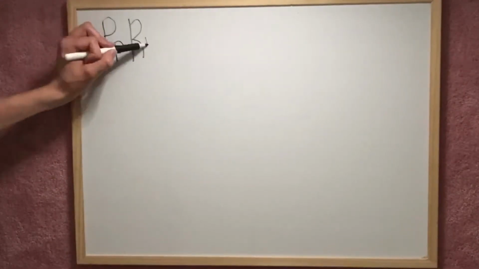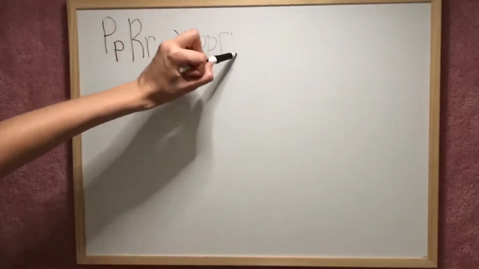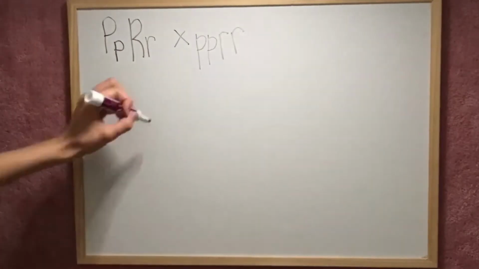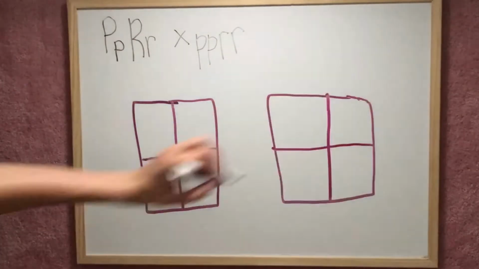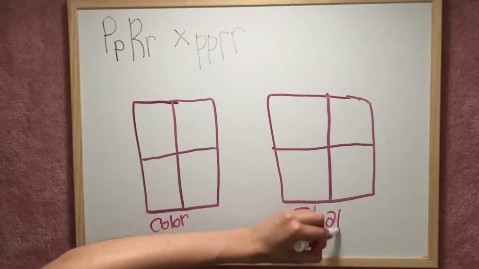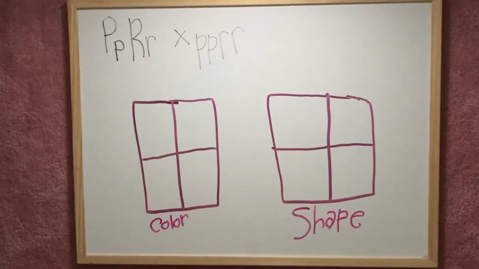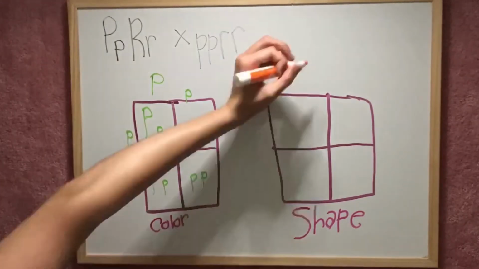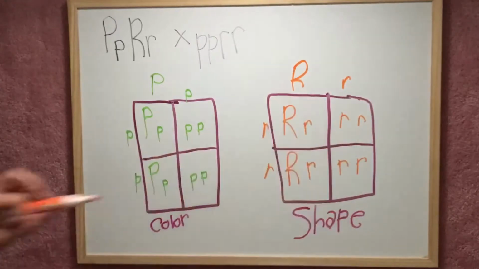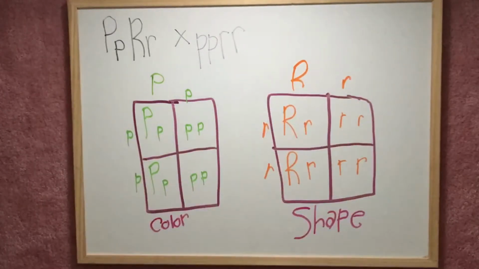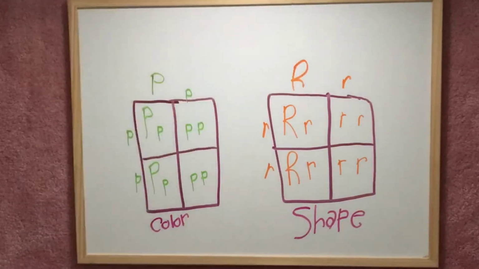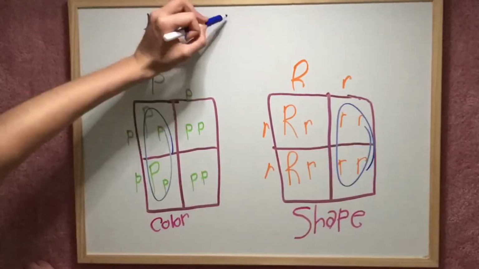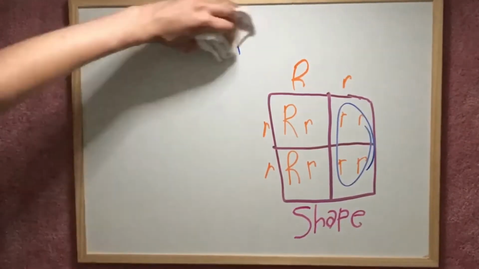So let's say we're crossing a heterozygous purple round pea plant and a white wrinkled one. We'll then draw two Punnett squares, one to represent color and the other one to represent shape. Then we'll line up the parental alleles accordingly and start filling in our Punnett squares just as if we were testing for one trait. So now we can see the probability of having two separate traits, but let's say I wanted to find the probability of having a purple wrinkled plant. Well, then I would take the probability of having a purple plant, which is 1/2, times the probability of having a wrinkled plant, which is 1/2, to get the answer 1/4.